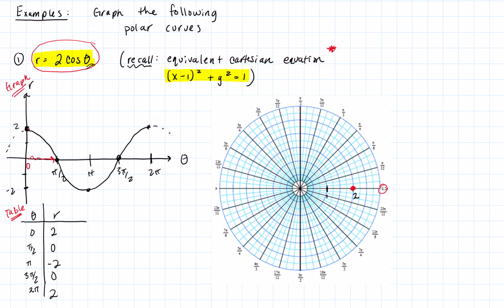And then from 2, our radius decreases till it gets down to 0 by the time we're at pi over 2. So at pi over 2, we have a radius of 0. And throughout this whole little region, as the angle is going from 0 up to pi over 2, the radius is decreasing down to 0. So what would that look like in the polar coordinate system? Well, remember, these circles represent the radius. So as our angle is increasing, our radius is decreasing.